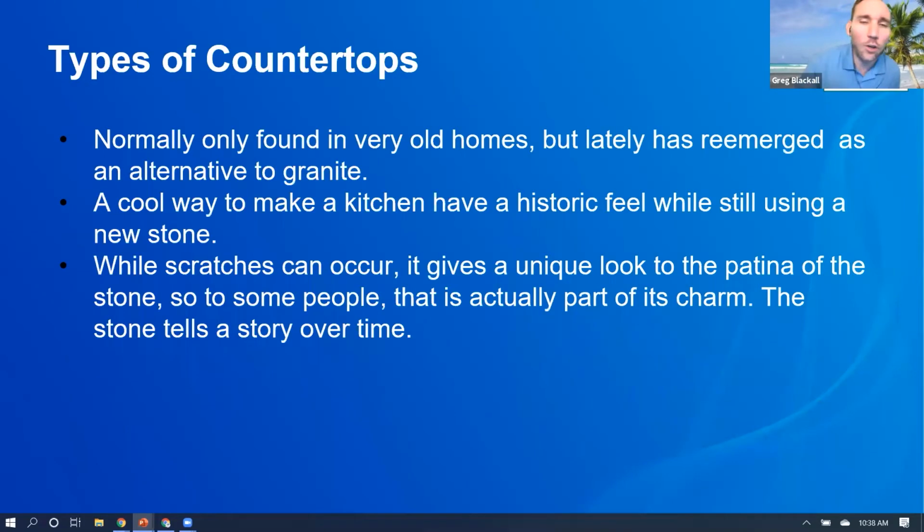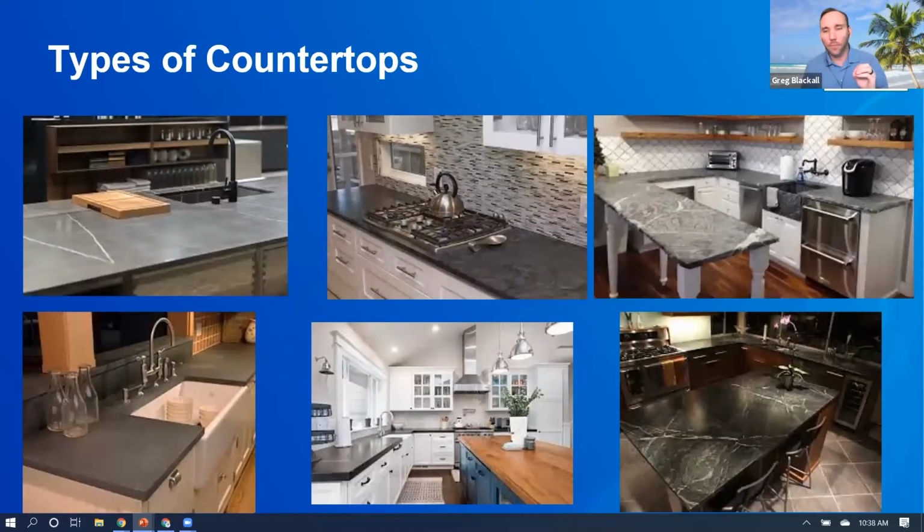So I'm going to show you guys what this looks like, so you kind of get an idea, and then I'm going to pop back a slide. So it's kind of a gray to black color. It typically has some veining and things like that. In a lot of cases, they actually pair a soapstone countertop with a different type of material. So sometimes you'll see like an island that has soapstone with maybe a granite or something like that around it.